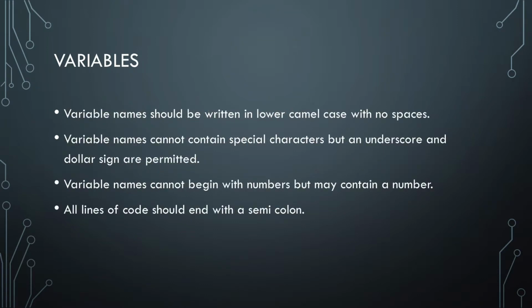Variable names should be written in lower camel case with no spaces. Variable names cannot contain special characters, but an underscore and a $ sign are permitted. Variable names cannot begin with numbers, but may contain a number. All lines of code end with a semicolon.